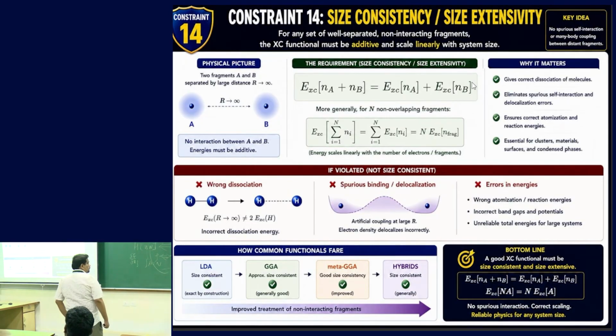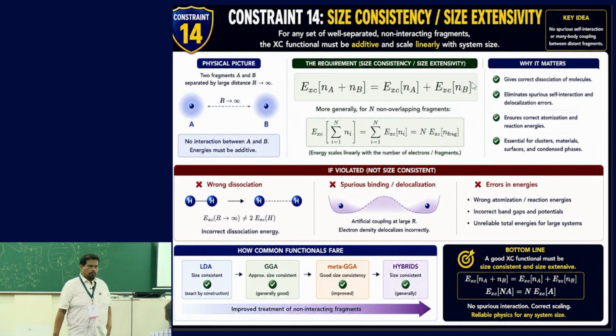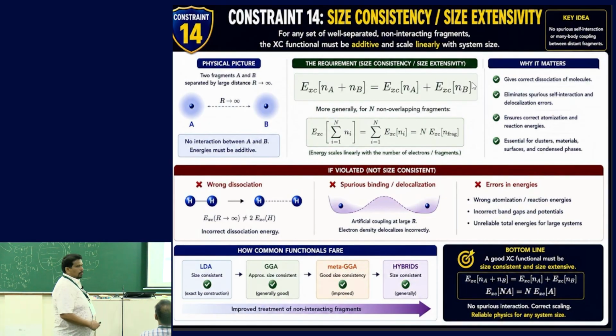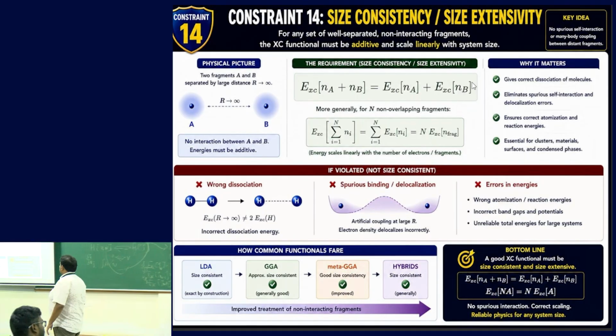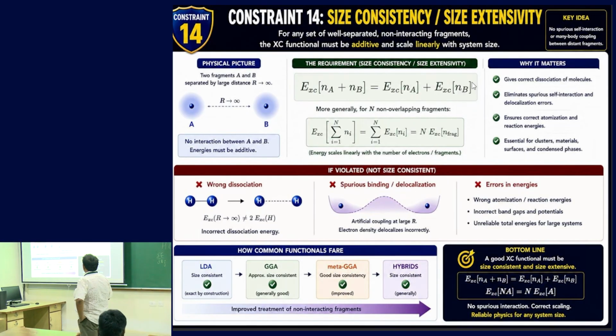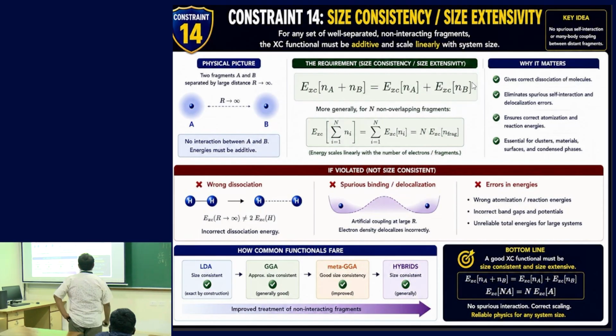Now, size consistency. This is very important. While you dissociate a molecule, and the fragments are far away, then what will happen? Suppose there are two types of atoms forming a molecule, then the exchange correlation energy should be like this. If there are n such things, this will be like this. Now, if the size consistency is violated, then it will have very bad behavior.